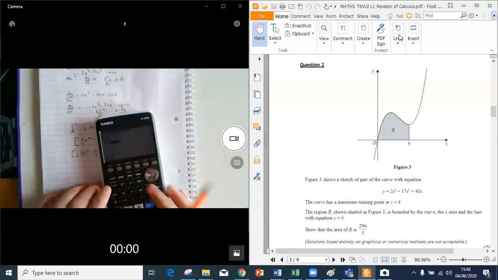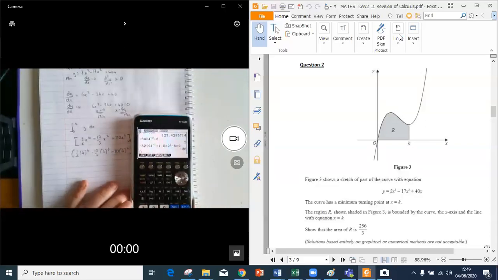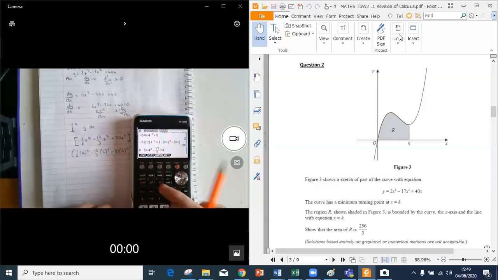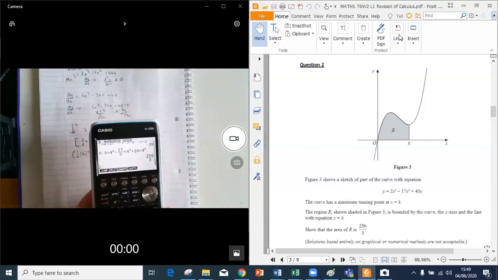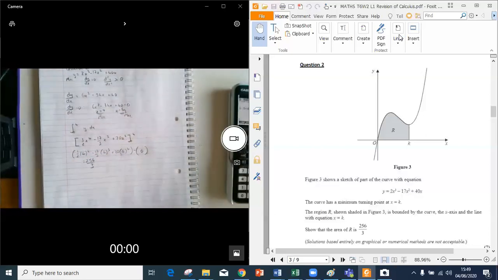So when I sub in 4, let's see what we get. 17 over 3 times 4 cubed plus 20 times 4 squared. There we go, 256 over 3, which is the answer. So again, I'm going to pause it so that I can take a photo.